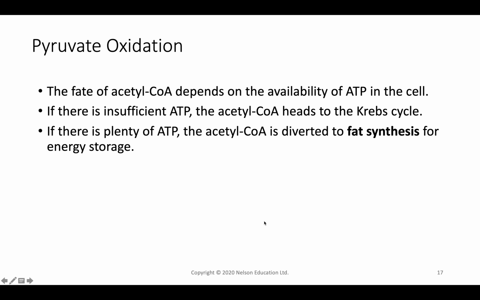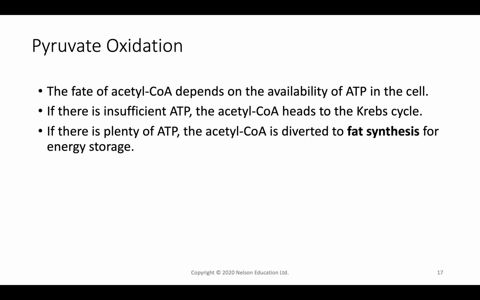Now this acetyl-CoA is going to go into the Krebs cycle. It's going to be the beginning stages of the Krebs cycle. And it's called a cycle because what comes out is actually also going to start back in as well. So acetyl-CoA is going to be sitting around waiting for ATP to become available.